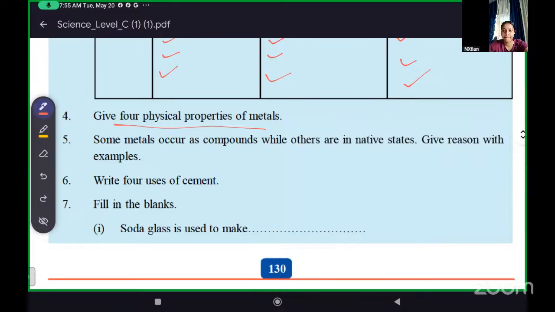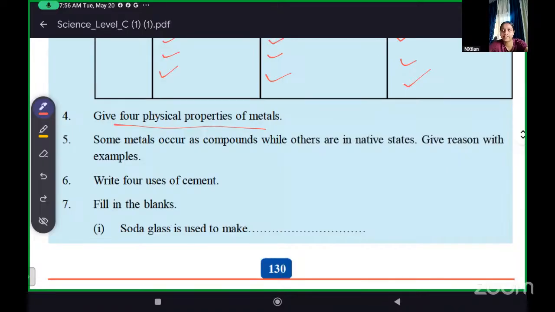Yes, ma'am, it's a good conductor of electricity. It's ductile, malleable, and lustrous.